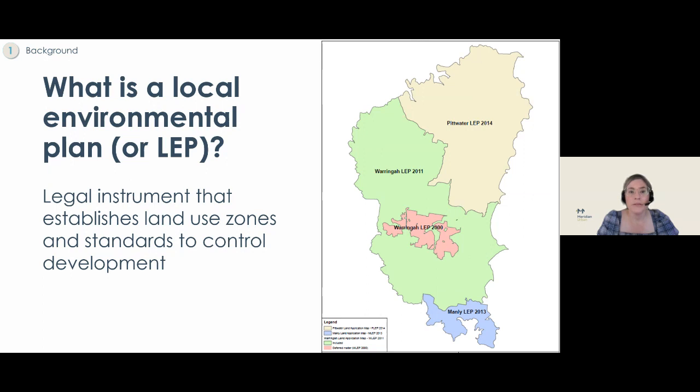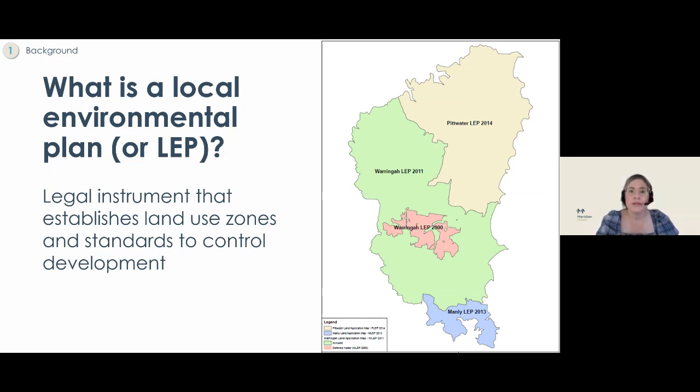The Pittwater Local Environmental Plan, which is the area subject to the webinar tonight, the Warringah Local Environmental Plan, the Warringah 2000 for Deferred Matters Land, and the Manly Local Environmental Plan. As part of preparing a single planning framework, a new local environmental plan will be prepared for the entire Northern Beaches. LEPs are prepared by the relevant council and approved by the state government.